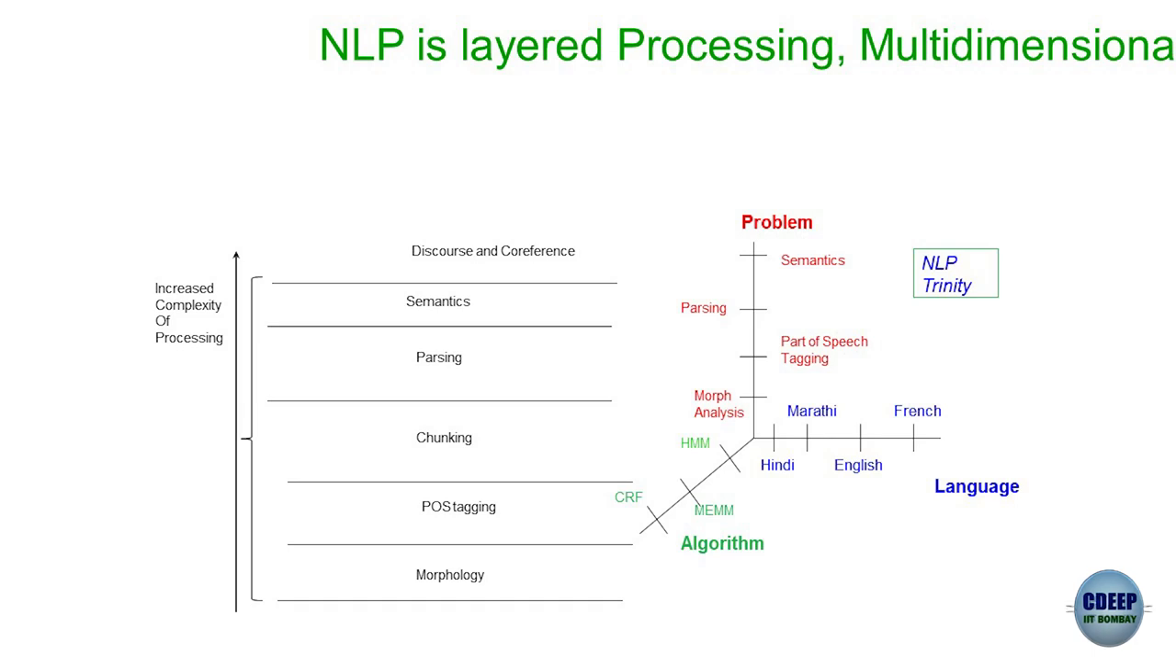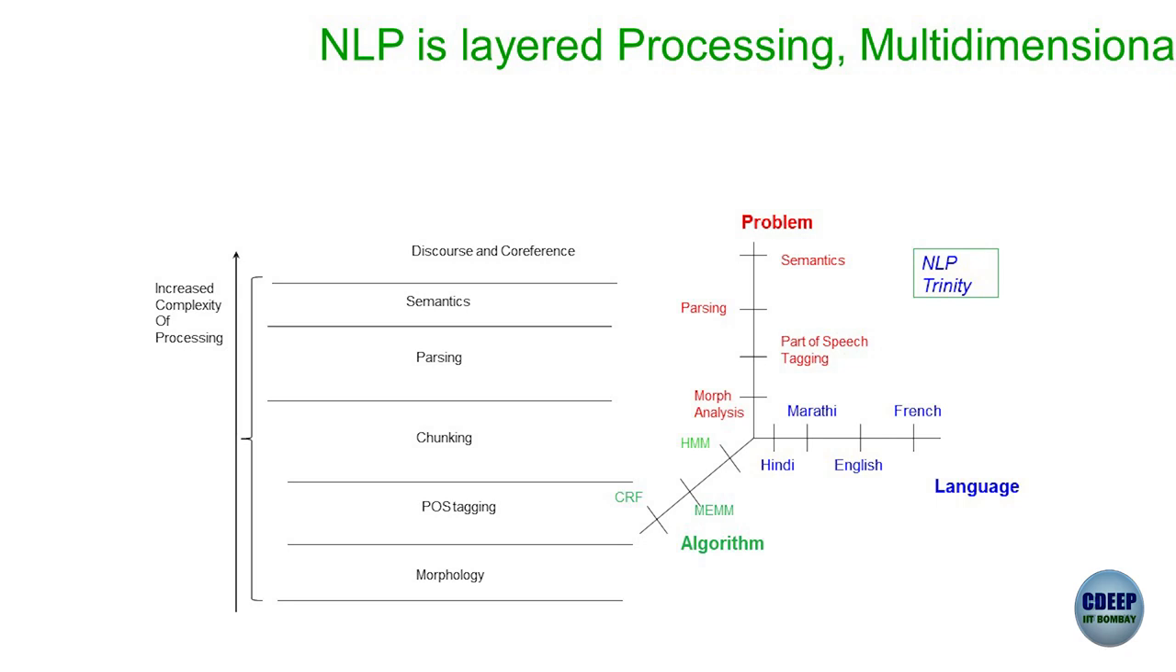Also, natural language processing has these three axes. The most important part is the problem that we are trying to solve. For example, we would like to detect the sentiment in a sentence. We would like to summarize a document. So that's the problem. Now, we are trying to do it for some language. So maybe summarization for French, question answering for Bengali, and so on. And then the algorithm axis, that is the technique axis, which solves the problem for this particular language.